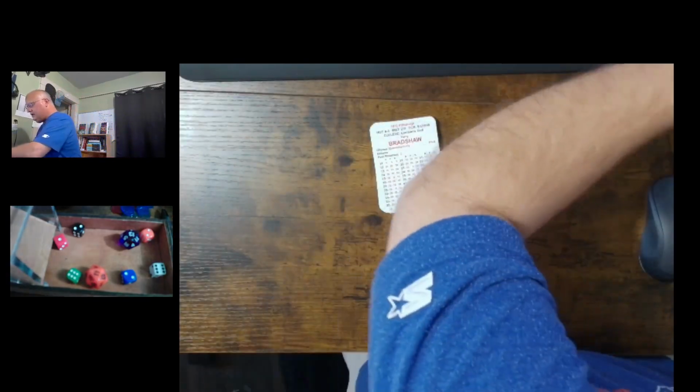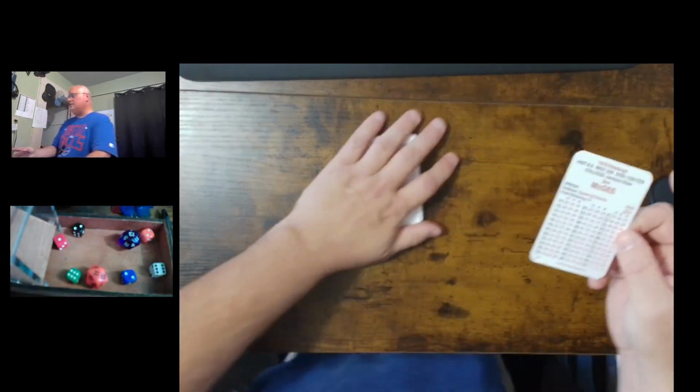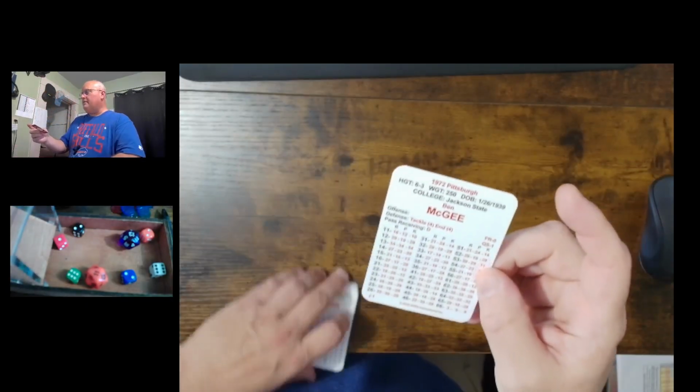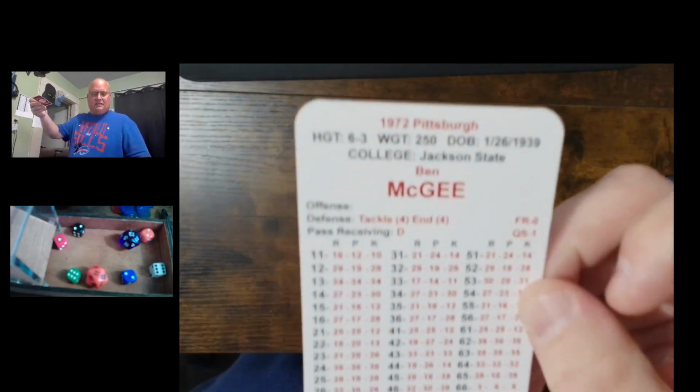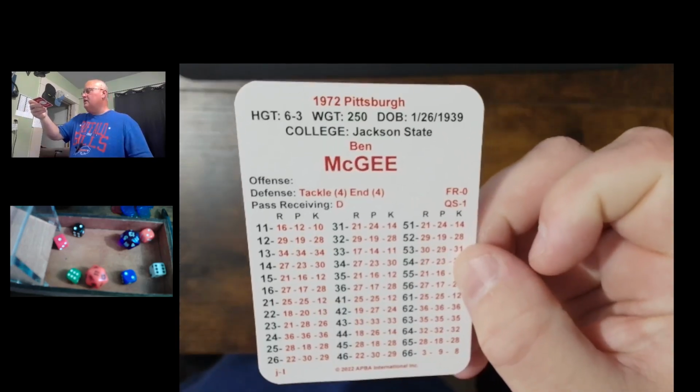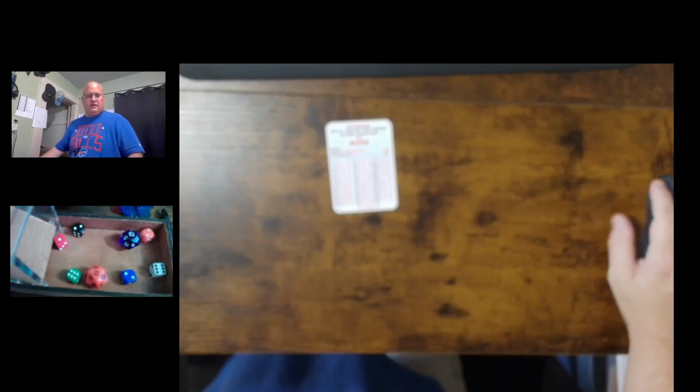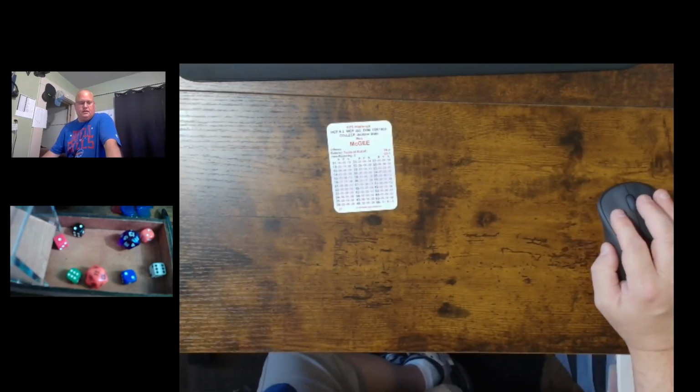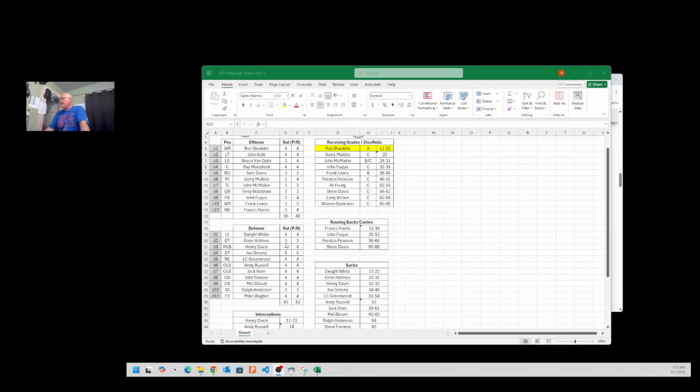And now we need... Oh, you know what? I messed up. Okay, so I just realized I forgot about this. Remember I had him on the offensive side? So he can go in and play defense because if you look, he's a 4 right here. I forgot about him. I have a 3 in there. So let's add him in there. So Ben McGee is actually going to be your defensive tackle. And he's a 4. He's also a QS1.